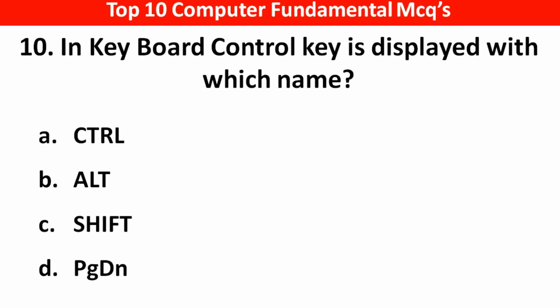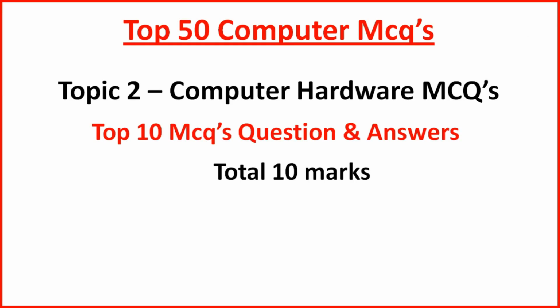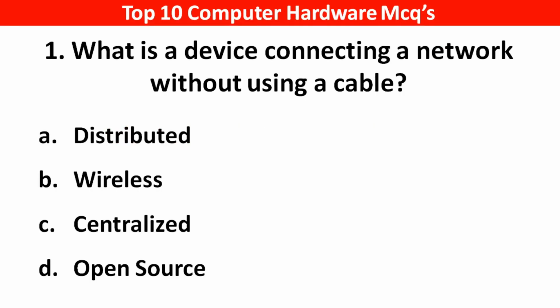Options: A Control, B Alt, C Shift, D Page Down. Right answer is option A Control. Next topic, computer hardware MCQs. Question number 1, what is a device connecting a networks without using a cable?